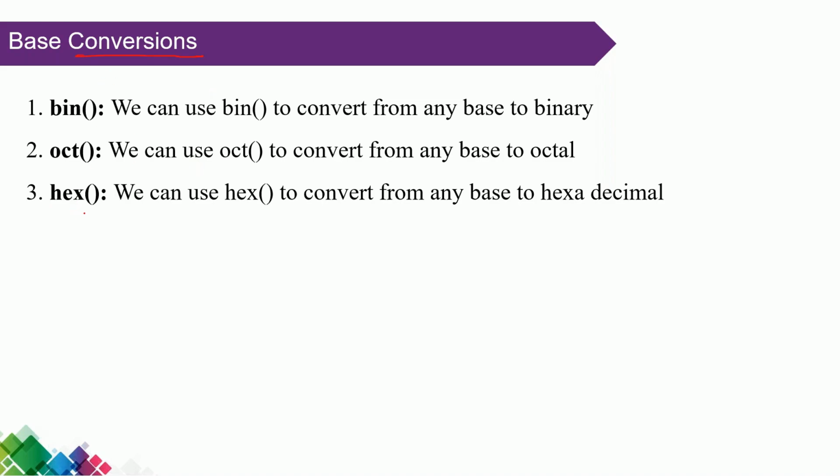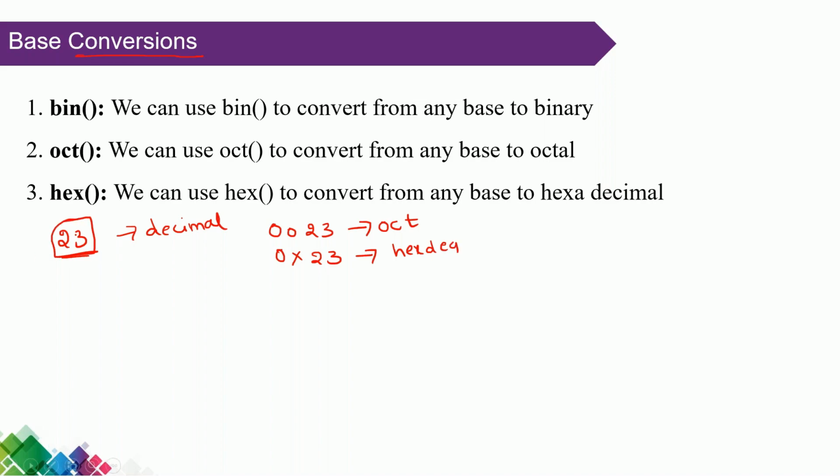For example, and generally for simplicity, assume a number 23. Generally, what type of number is 23? 23 is a decimal number. How can you say that? By default, it is a decimal number. For example, if you prefix with 0, 023, in this case, it is an octal number. Suppose 0x23, in this case, this is a hexadecimal number. If you do not mention anything, by default, it is a decimal number.